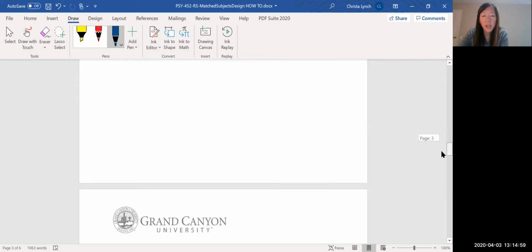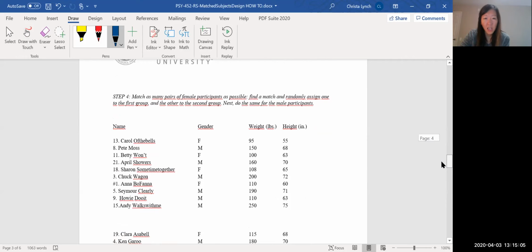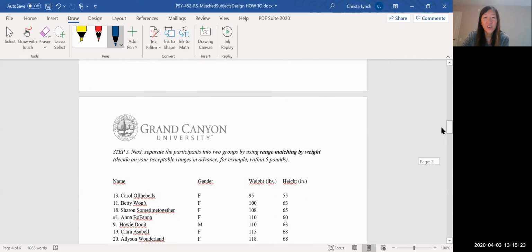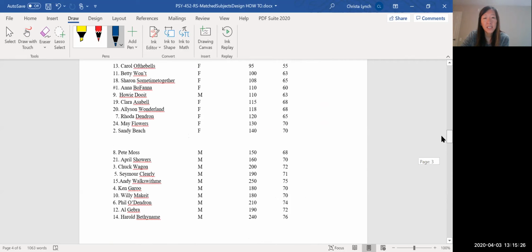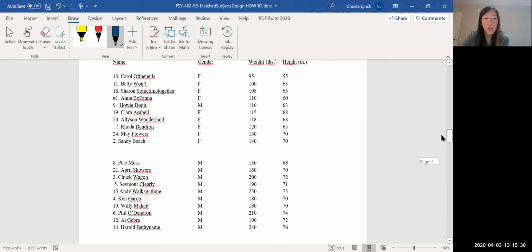All right. So the fourth step is match as many pairs of female participants as possible. Find a match and randomly assign one in the first group and the other to the second group. Then do the same for the male participants. I didn't show you the first half of this, but what it's saying is that you're going to take this group as they are, and you're going to match on gender.